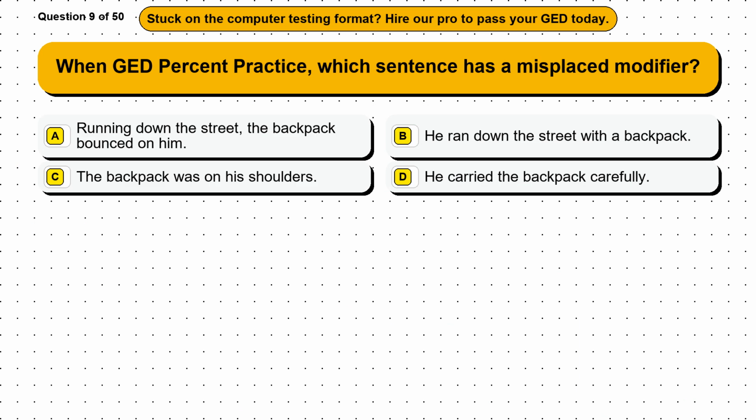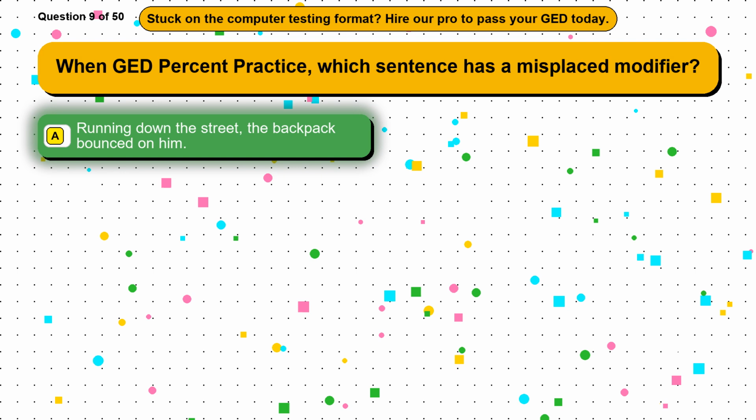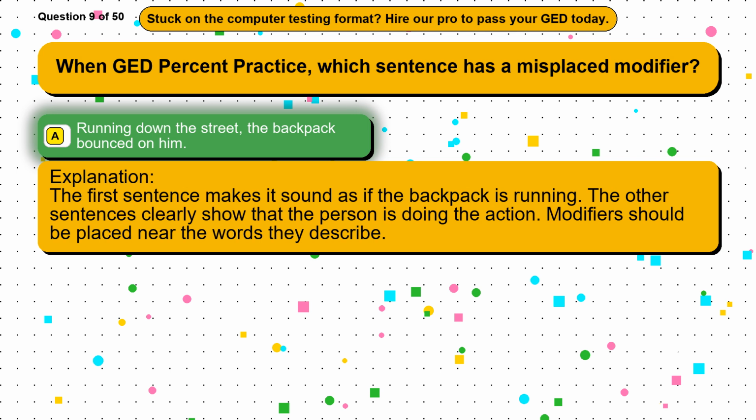Question 9. When GED Percent Practice, which sentence has a misplaced modifier? Option A, running down the street, the backpack bounced on him. Option B, he ran down the street with a backpack. Option C, the backpack was on his shoulders. Option D, he carried the backpack carefully. The correct answer is option A. Running down the street, the backpack bounced on him. The first sentence makes it sound as if the backpack is running. The other sentences clearly show that the person is doing the action. Modifiers should be placed near the words they describe.